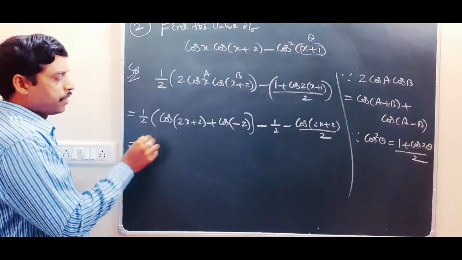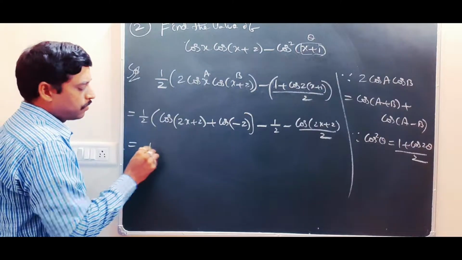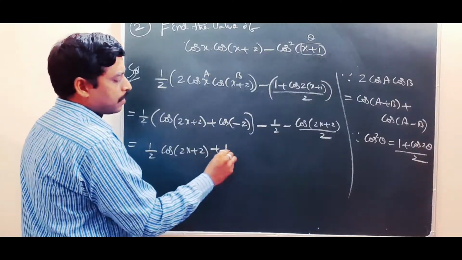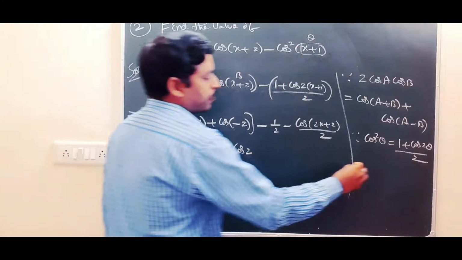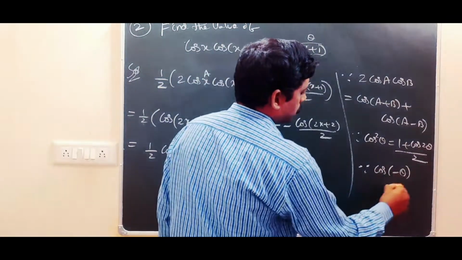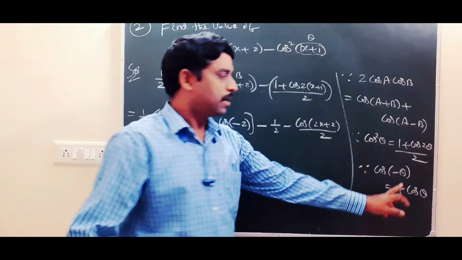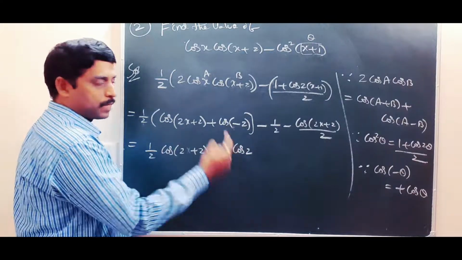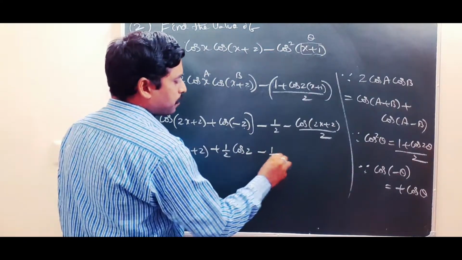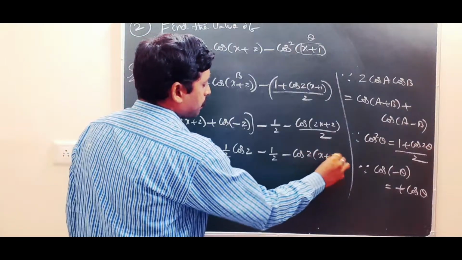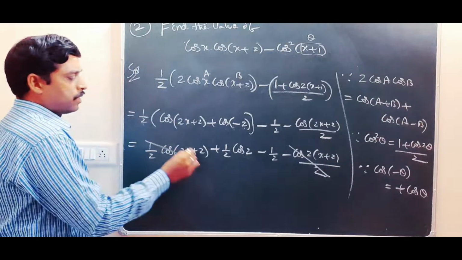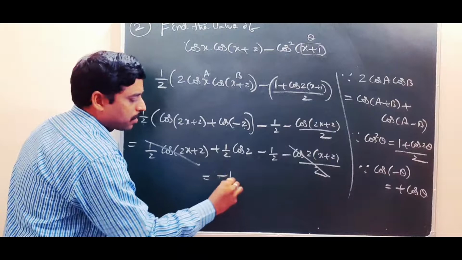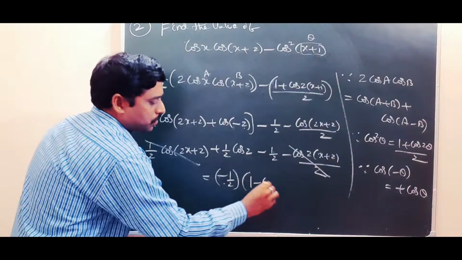So it will be 1 by 2 multiplied to all. 1 by 2 times cos 2x plus 2, plus 1 by 2 times cos of minus 2, whose value is cos 2. We have cos of minus theta equal to plus cos theta. Minus theta lies in the fourth quadrant, where cosine is positive. So cos of minus 2 will be plus cos 2. Minus 1 by 2 minus cos 2x plus 2 by 2. The negative and positive values of the same value get cancelled. So in this, take 1 by 2 out common, minus 1 by 2 common. It will be 1 minus cos 2.